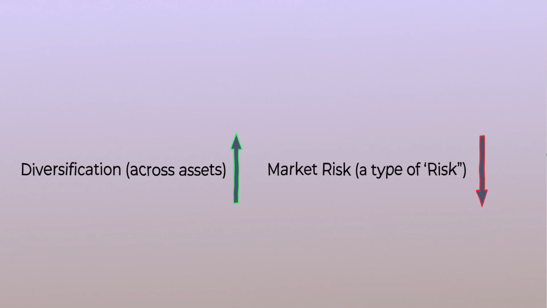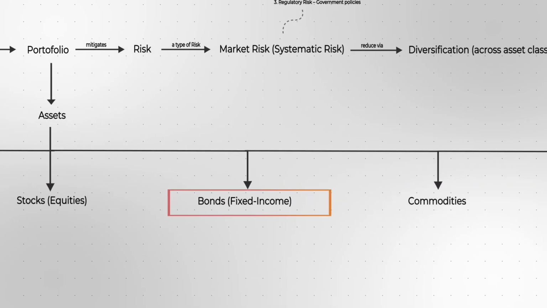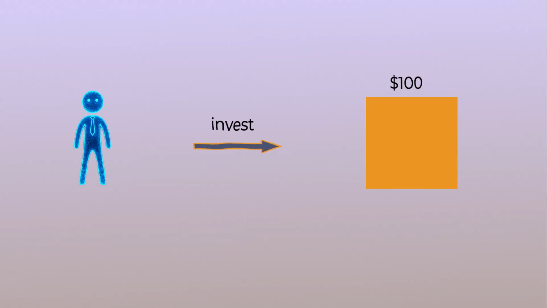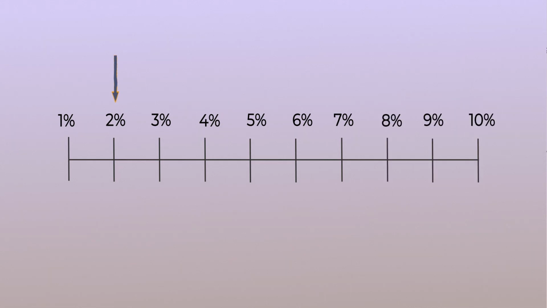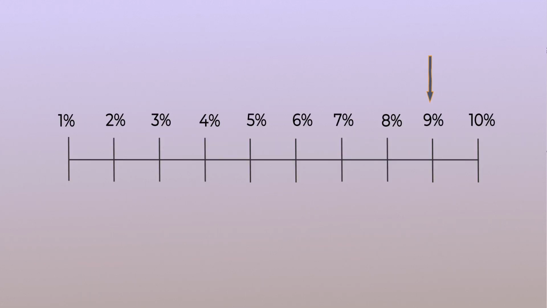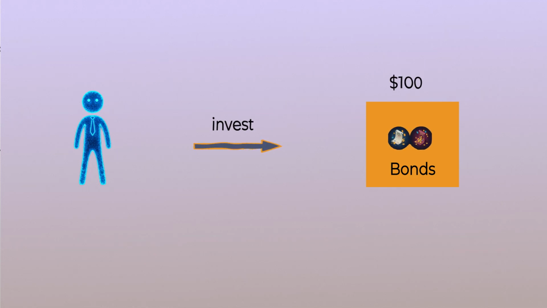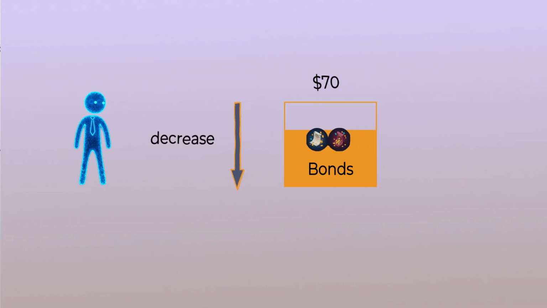Let us first look at what happens if we don't diversify. I'll pick one of the financial assets, bonds. You invest your entire investment of $100 in bonds. Then comes market risk. Inflation rates increase from 2% to 9%. Quick note: inflation is the rate at which the general prices rise in a country. This means people will change their spending habits. Some assets will gain value while some will lose value. Bonds' value will decrease. You had invested all your money into bonds. Your $100 decreased in value to $70.